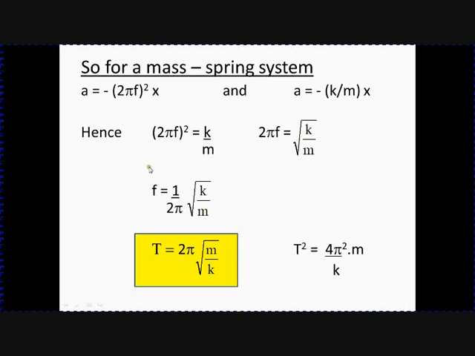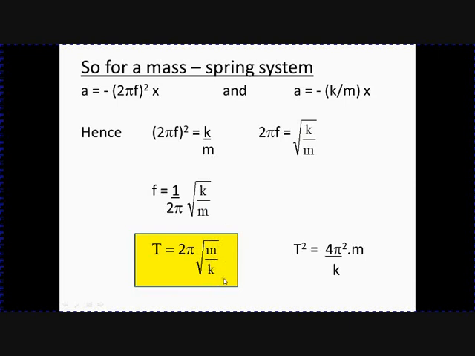But I wanted an equation to work out the period, so I just invert that equation. T is 1 over f, so 1 over 2 pi just becomes 2 pi, and the square root of k over m becomes the square root of m over k. So the formula for any mass oscillating on a spring is that the period of that is 2 pi times the square root of the mass that's on the spring divided by the spring constant.